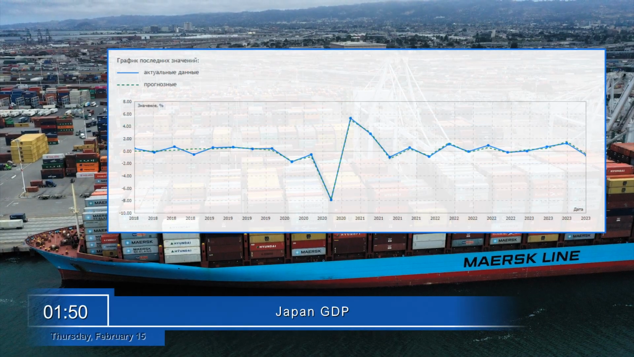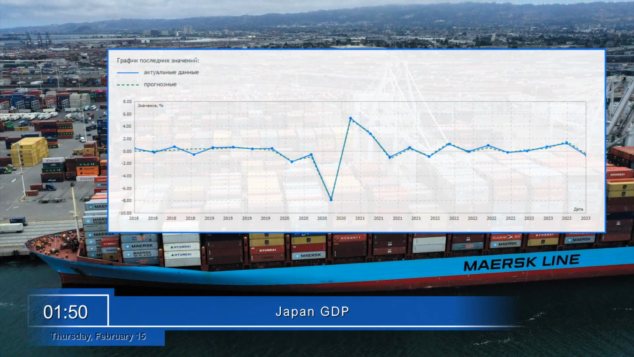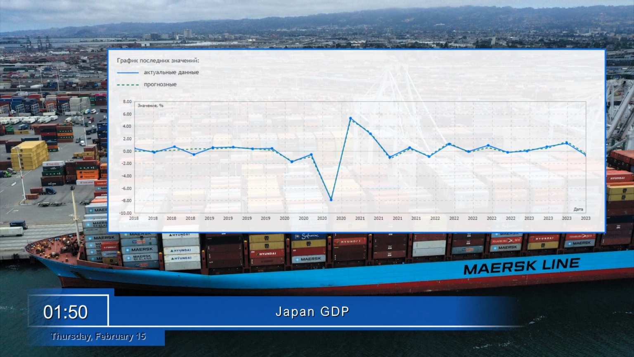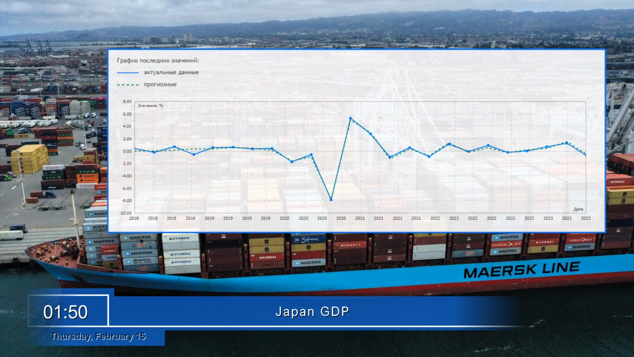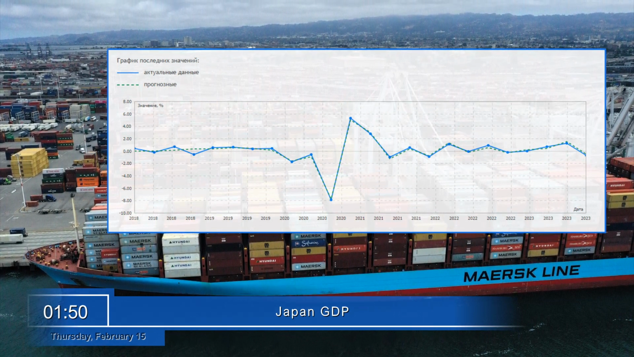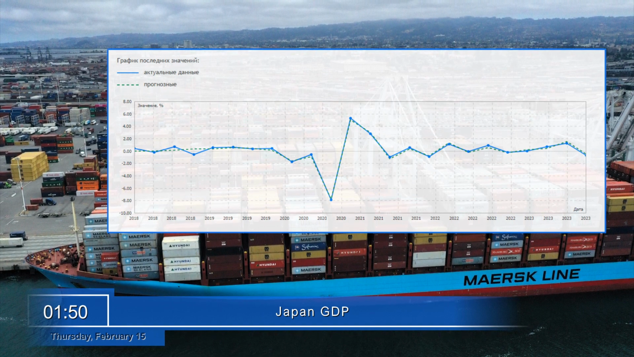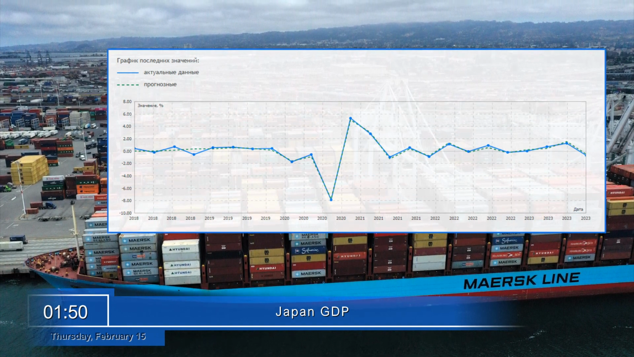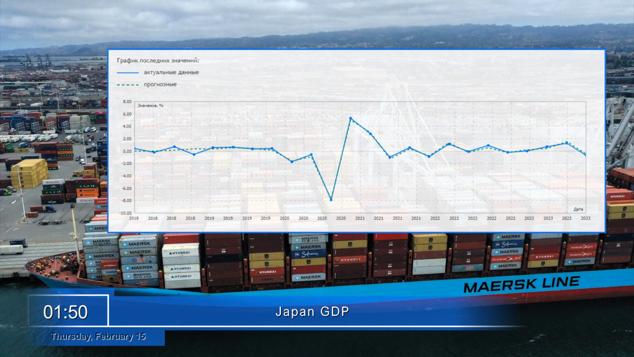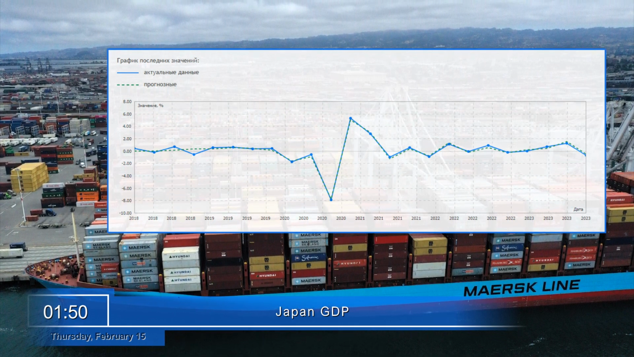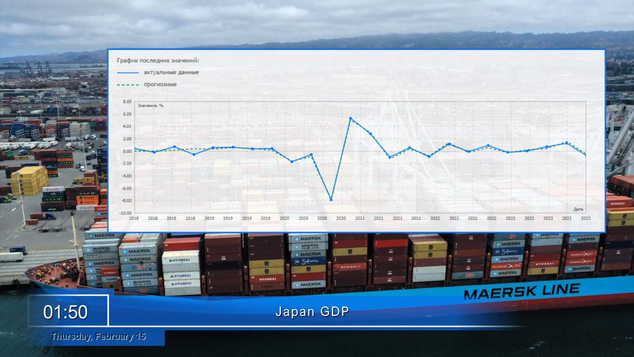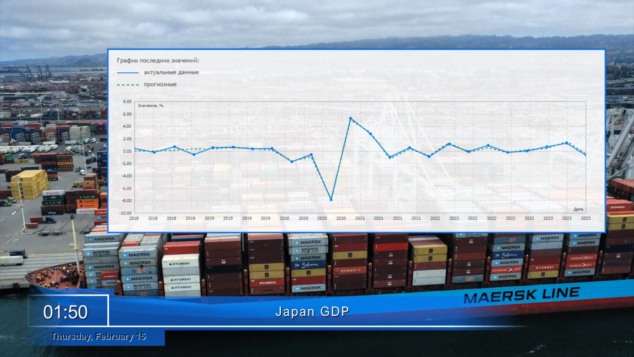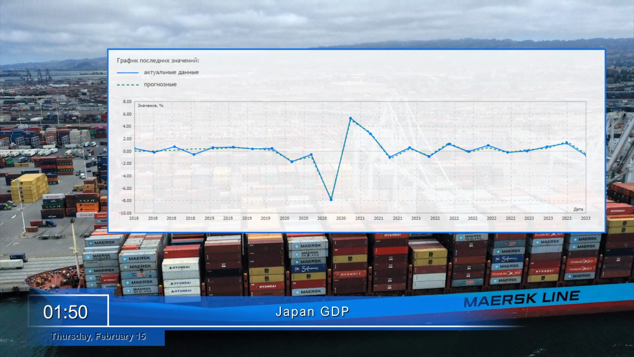Thursday, February 15th. As early as 1:50 a.m., market players will be able to familiarize themselves with Japan's gross domestic product, an important indicator for determining the strength of the country's economy, which broadly reflects its economic activity. Quarterly fluctuations in GDP usually indicate economic growth. Values of the indicator above the expected are considered favorable for the Japanese yen exchange rate, while values below the expected are considered negative.